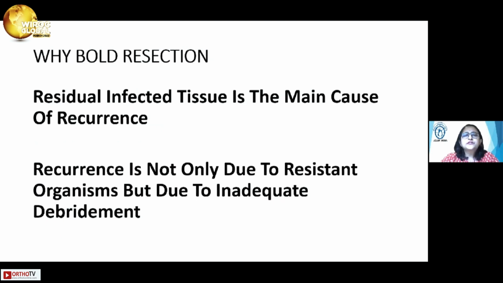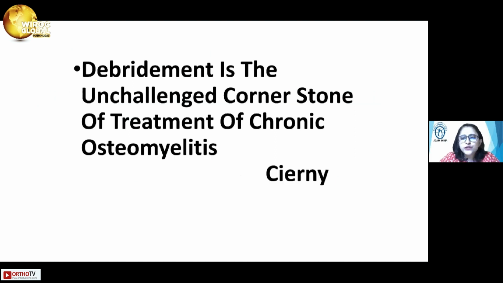So bold resection is very important because the residual infected tissue is the main cause of recurrence of infection. So it is not only the resistant organisms, but inadequate debridement is the main cause. So according to Ciani, he says that debridement is the unchallenged cornerstone of treatment of chronic osteomyelitis.